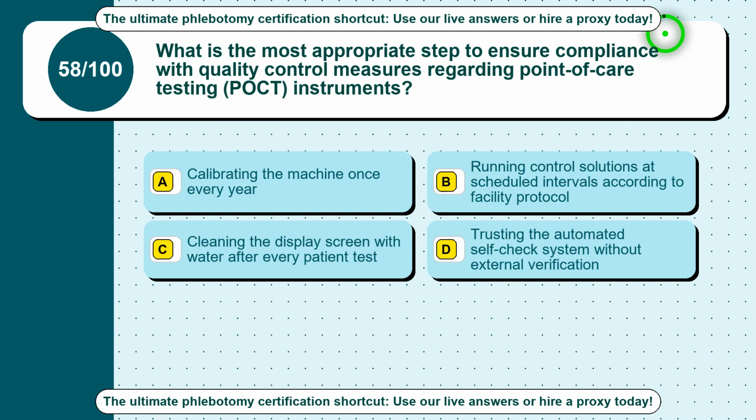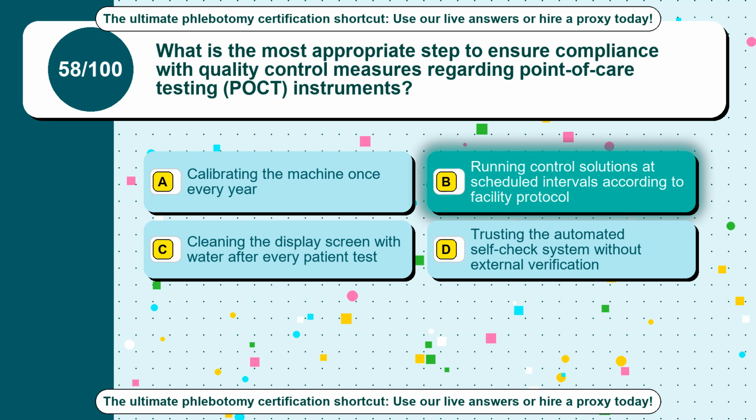Question 58. What is the most appropriate step to ensure compliance with quality control measures regarding point-of-care testing, POCT, instruments? Option A, calibrating the machine once every year. Option B, running control solutions at scheduled intervals according to facility protocol. Option C, cleaning the display screen with water after every patient test. Option D, trusting the automated self-check system without external verification. The correct answer is option B, running control solutions at scheduled intervals according to facility protocol.